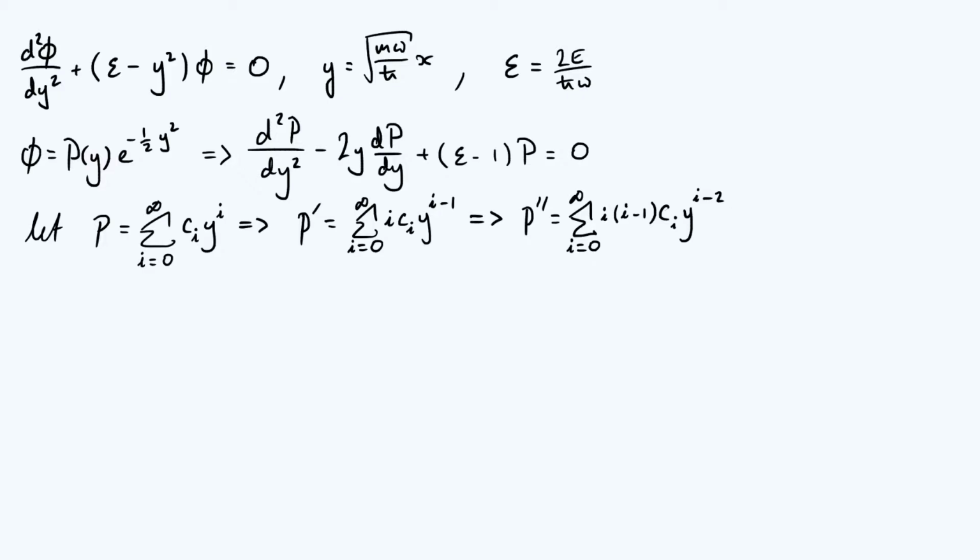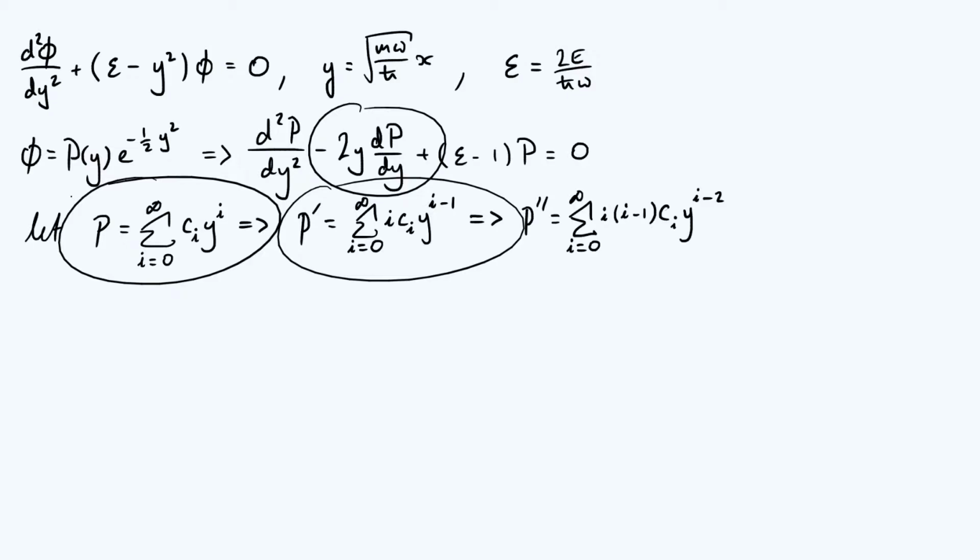Now let's think about what's going to happen when we substitute those three series into our differential equation. Well, in particular, this middle term, this minus 2y dp by dy, when you take your series for dp by dy and you multiply it by y, then the ith term in that series has a power of y which is just y to the i. This is nice because the ith term of the series for p itself also has its ith term being proportional to y to the i. And so the second and third terms in our differential equation match up in terms of their powers of y.